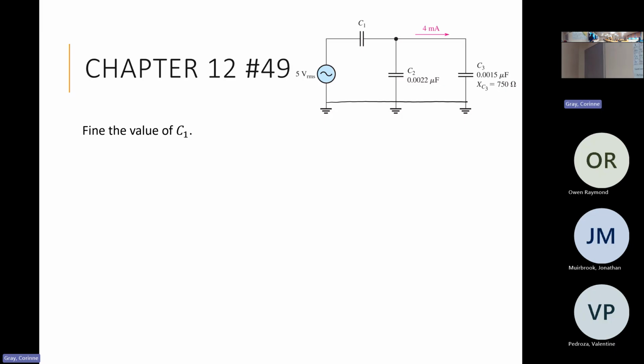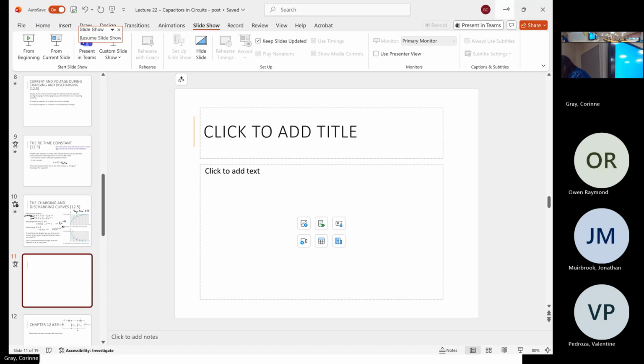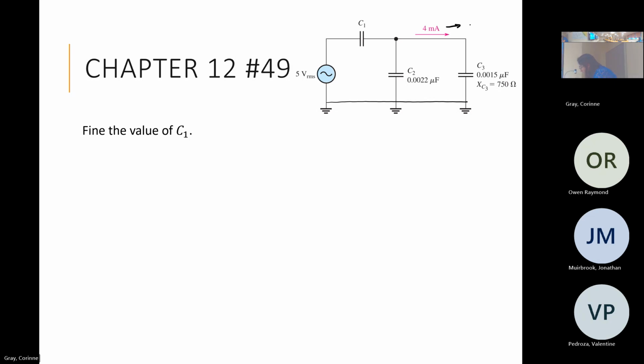So this here is an RMS value. So what can we state about this 4 milliamp value? What is it probably if we're given an original RMS value? Yeah, it's going to be an RMS value, in particular, for this part over here.